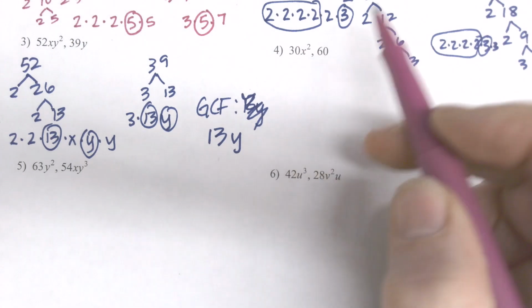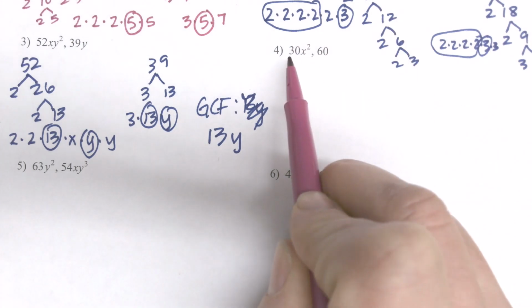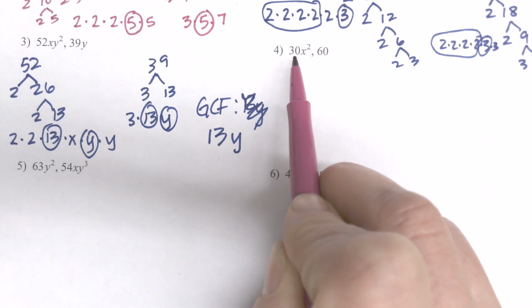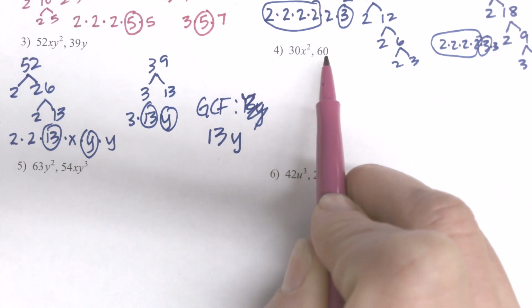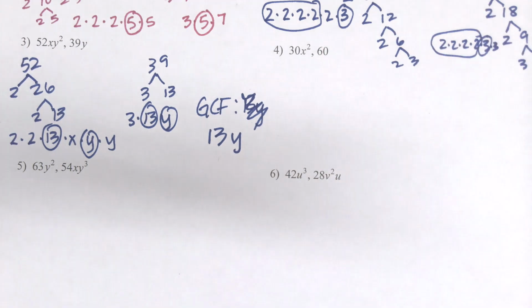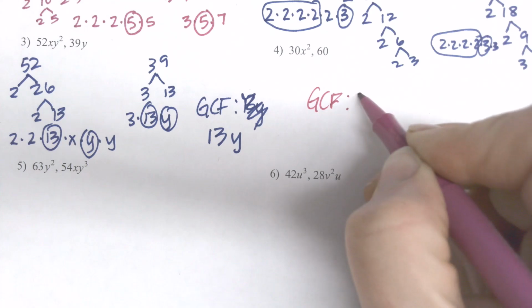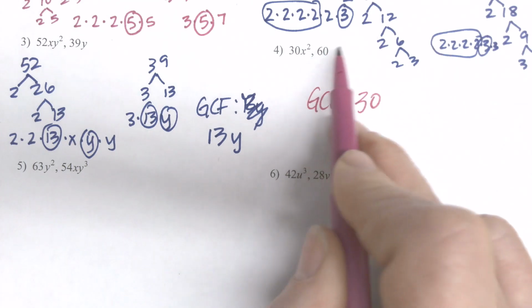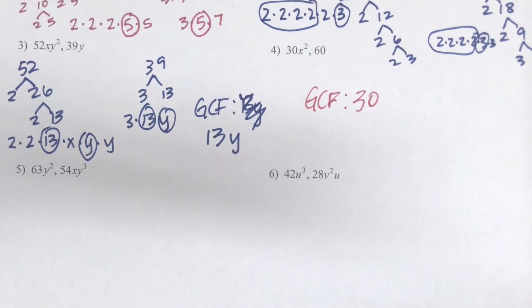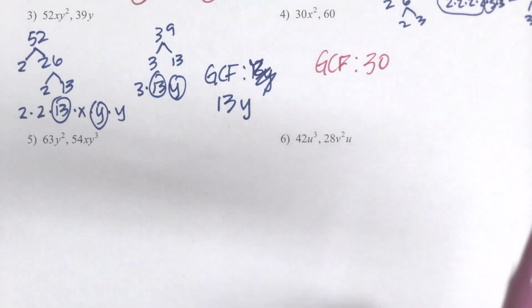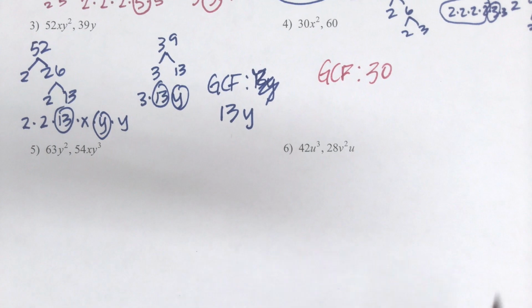But what I was going to say is sometimes when you look at them, it's obvious. Like I can look and I know that 30 goes into both 30 and 60, and if you can do that, great. I'm not going to stop you from doing that. My greatest common factor here is 30. 60 doesn't have any X's with it, so I'm done, you know. Other times you're going to have to do a little bit more work, but if you can look at it and tell you can, just make sure.